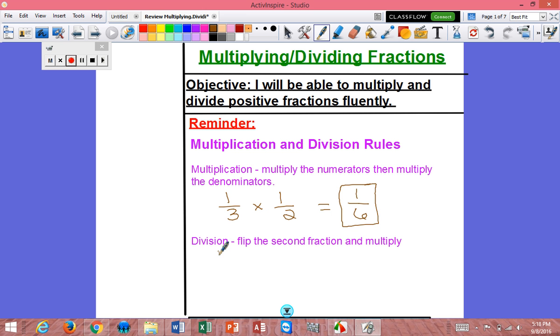Now if we are dividing, we flip the second fraction and multiply. So let's say we had 1/3 divided by, let's say, 1/5. So what I want to do is flip the second fraction, change it to 5/1, and then we're going to multiply instead. So then I would multiply numerators and multiply denominators, and then of course, if we have an improper fraction, we want to make sure that it is a mixed number.